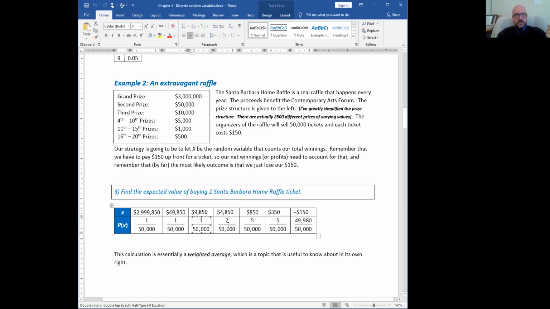Now, 4th through 10th were $5,000 each. So we actually have a 7 out of 50,000 probability of winning whatever the 4th through 10th prizes were, because there's more of them, right? So we have a 7 out of 50,000 chance of doing that, et cetera, et cetera. And so what we're going to do is take these things and jam them all into either the calculator or Sheets. I guess I'll just do it in Sheets. And then we'll see what the average is.